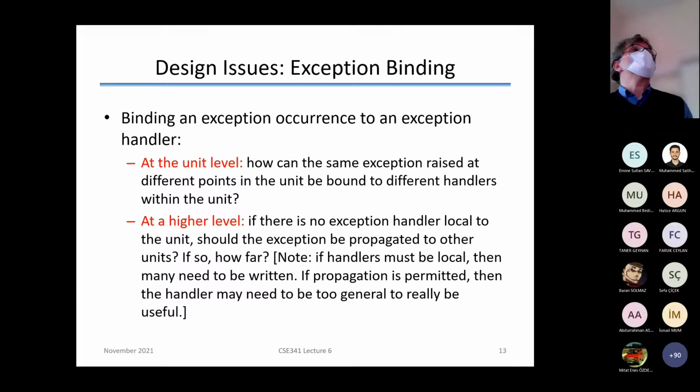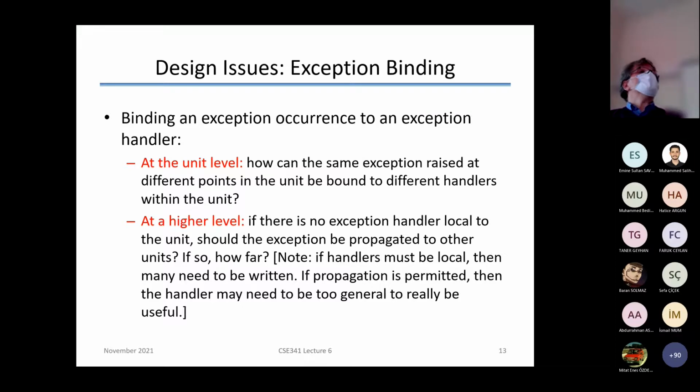So these are other decisions that we have to make, and we are going to discuss them. The first thing is exception binding in the design issues. The question is, I know that an exception happened, and I need to tie that to an exception handler. Where is the exception handler that will handle this? This is not a trivial thing. It can be quite complex.